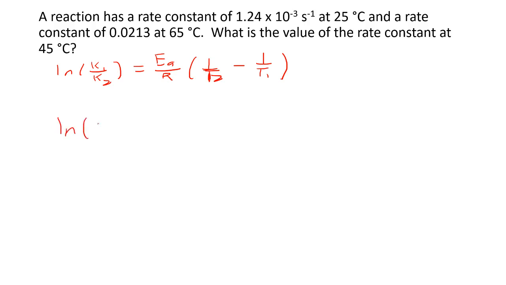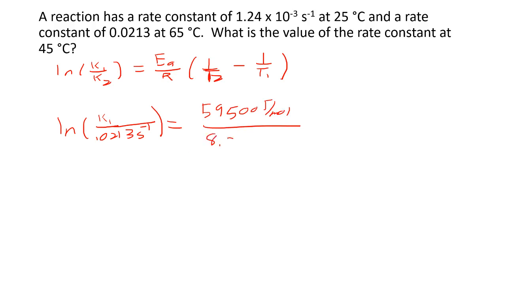So I'm going to say ln k1 over 0.0213 inverse seconds. So you just have to use one of the two rates from before. It doesn't matter which one. You could also use the 25 degrees Celsius one. I just picked the 65 degrees Celsius so I could leave it as k2. It doesn't matter. I'm then going to plug in my EA this time, which is 59,500 joules per mole. And then we're going to divide it by 8.314 joules per mole Kelvin.